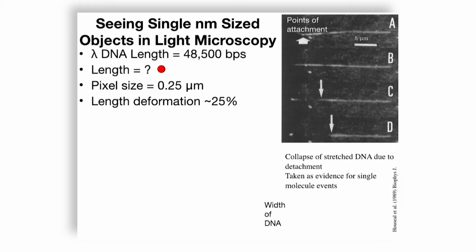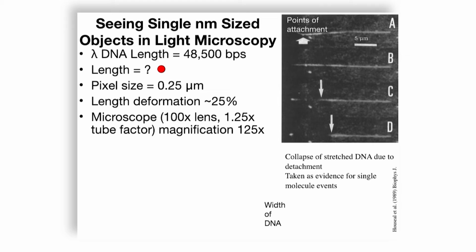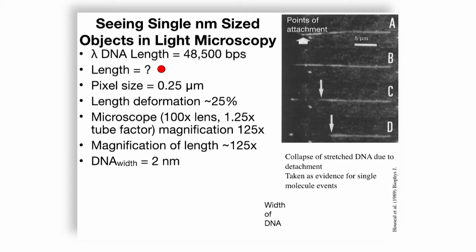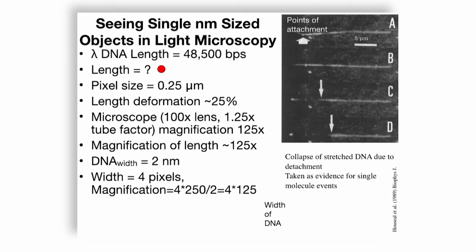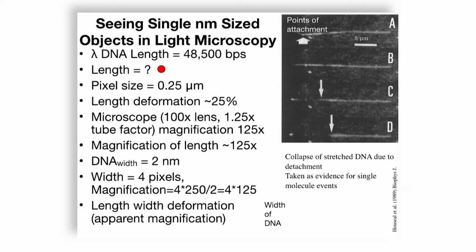And when we observe this in microscopy, the length, the absolute length, and the length deformation we observe is approximately 25%. And you can back calculate this from the fact that the microscope is using a 100x lens with a 1.25 tube factor and a magnification, therefore 125x. Back calculating the length and the width, you should get an idea of what is the width that we can actually see versus the width that we expect from theory. This length with deformation is indeed the apparent magnification.